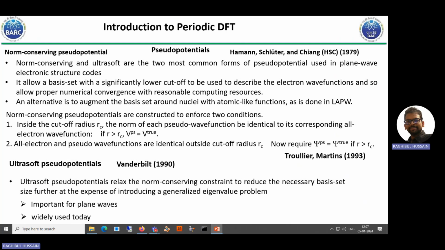Now I am going to tell the details about this. Who has developed this? Vanderbilt has developed it. The norm-conserving potential is developed by another person. Now most of the people, as Saswat is telling, use Quantum Espresso, so they use the ultrasoft pseudopotential as it is less time consuming due to the use of a smaller number of K points.